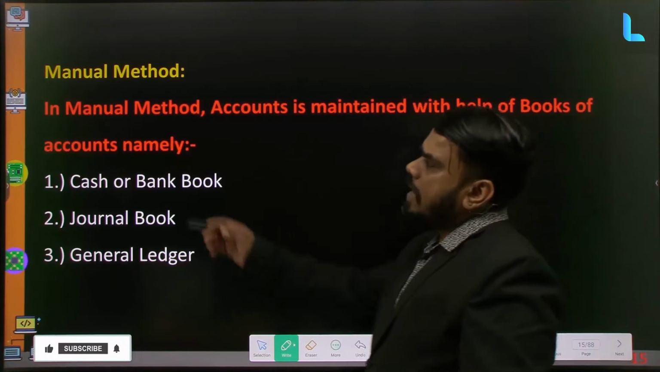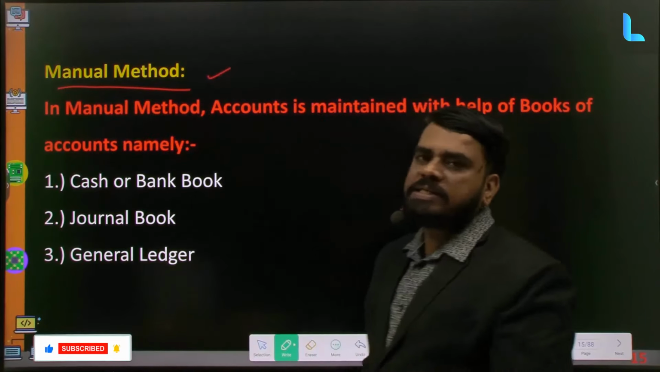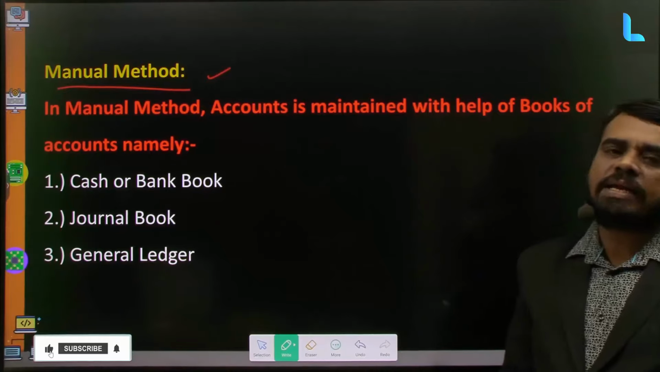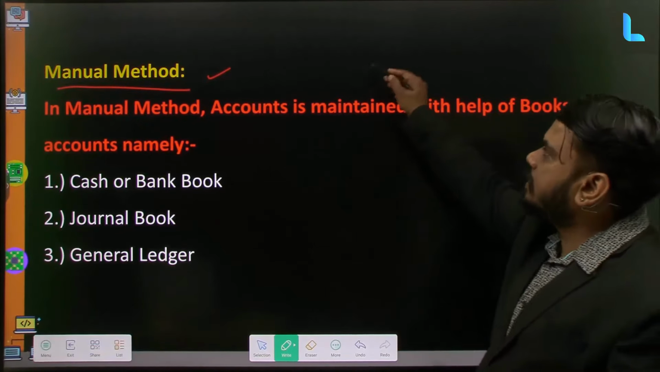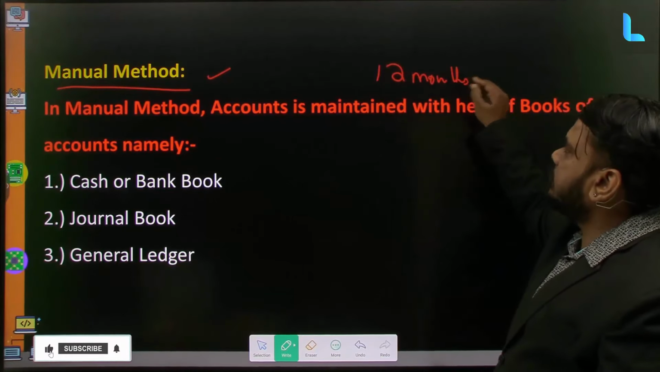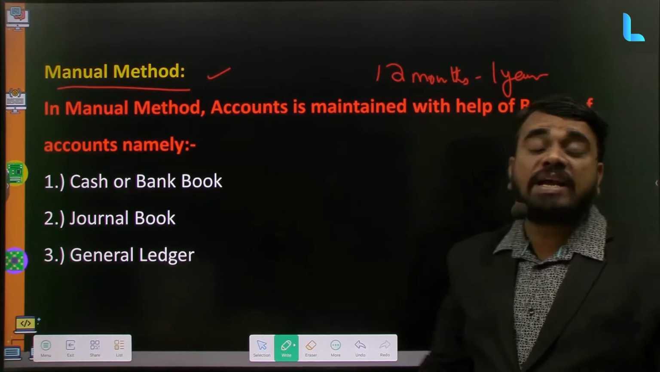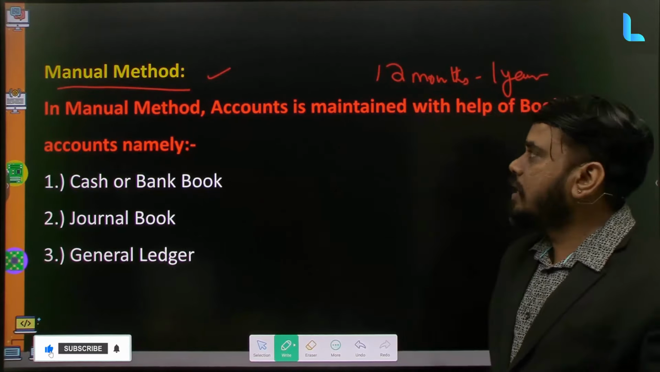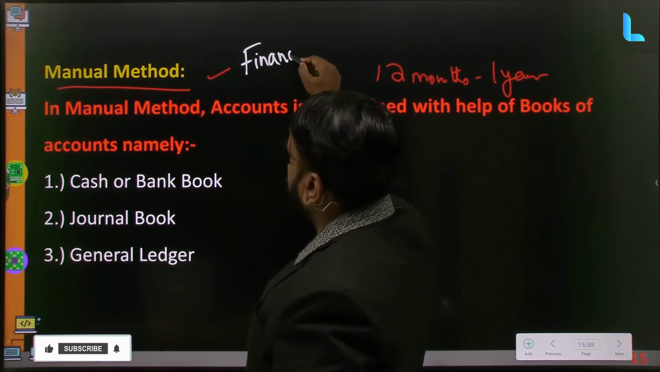In the manual method, as I said earlier, accounts are maintained manually, and the person who maintains these accounts is called an accountant. The accountant maintains the accounts for a period of 12 months or 1 year. That is also called the financial year. What is it called? It is also called the financial period or financial year.